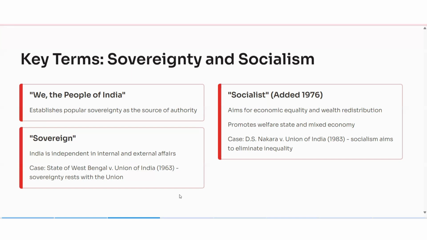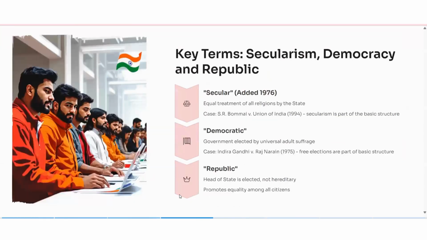In the case of D.S. Nakara versus Union of India, socialism aims to eliminate inequality, and that is the socialist philosophy where a capitalist state is discouraged. There are some key terms: secularism, democracy, and republic. The word secular was added in the 42nd Amendment in 1976, which means equal treatment of all religions by the state.